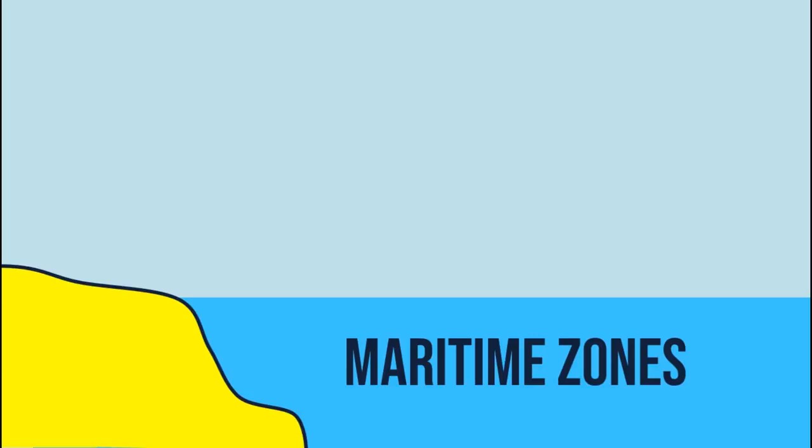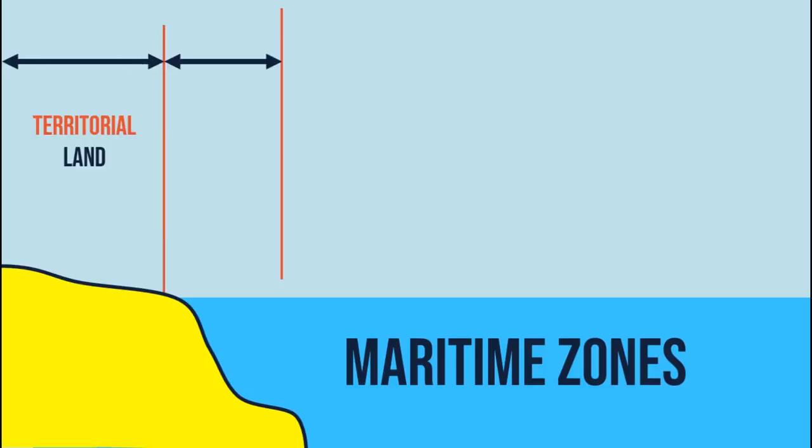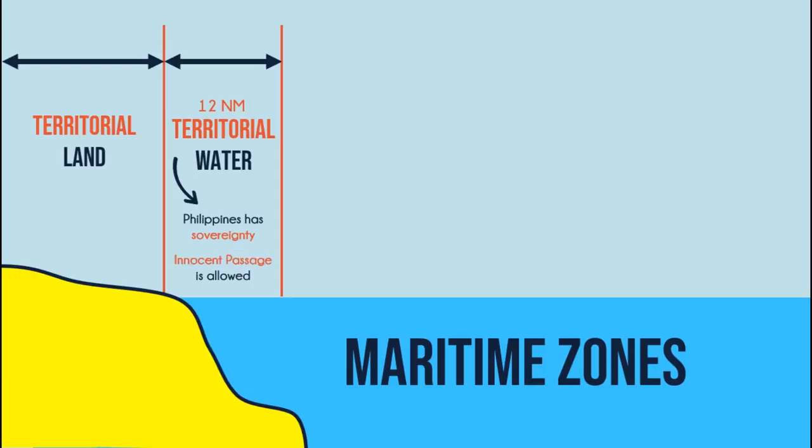From the seashore of the Philippines, we measure 12 nautical miles to determine its territorial waters. This is the area where the Philippines has sovereignty. This means that we have a complete ownership of these territorial waters. They are our properties, so we are allowed to do anything with them. Innocent passage through these territorial waters is also allowed.